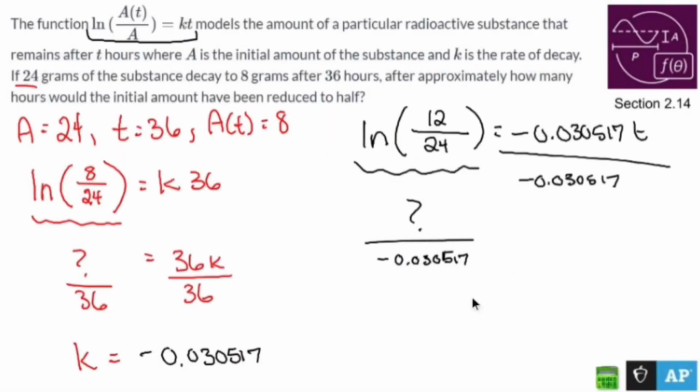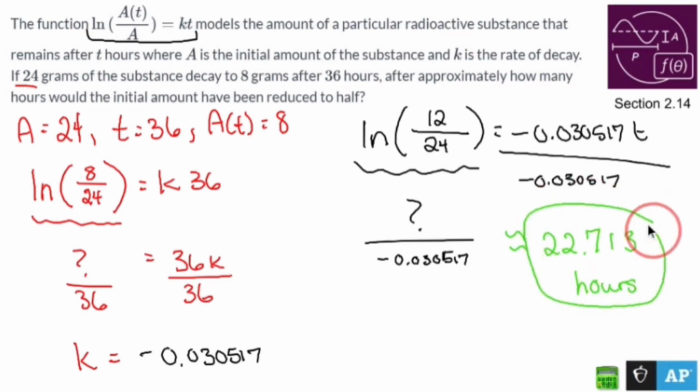All right, so after we did that, we ended up with 22.713. It was like 22.7134 or whatever. So 3 decimal places is standard for AP, so we'll go with that. Gross.